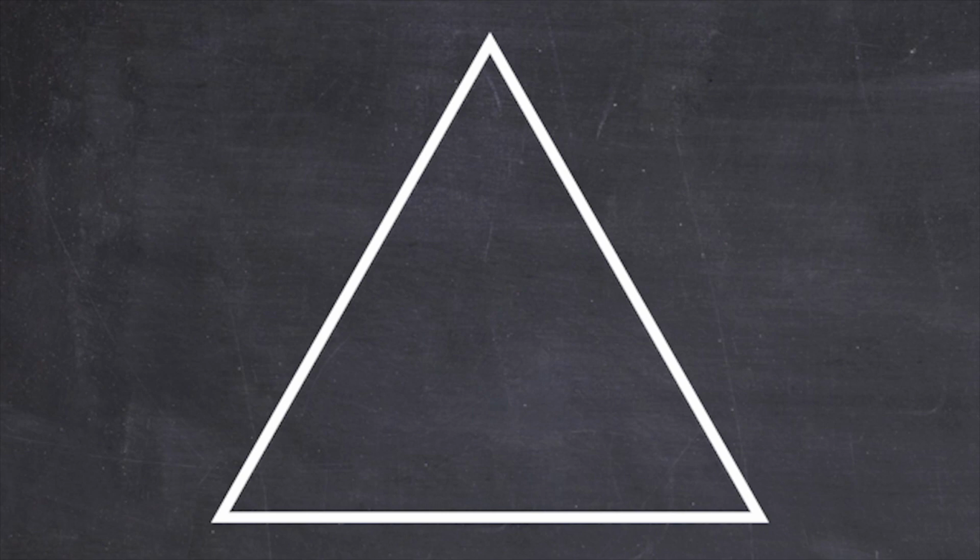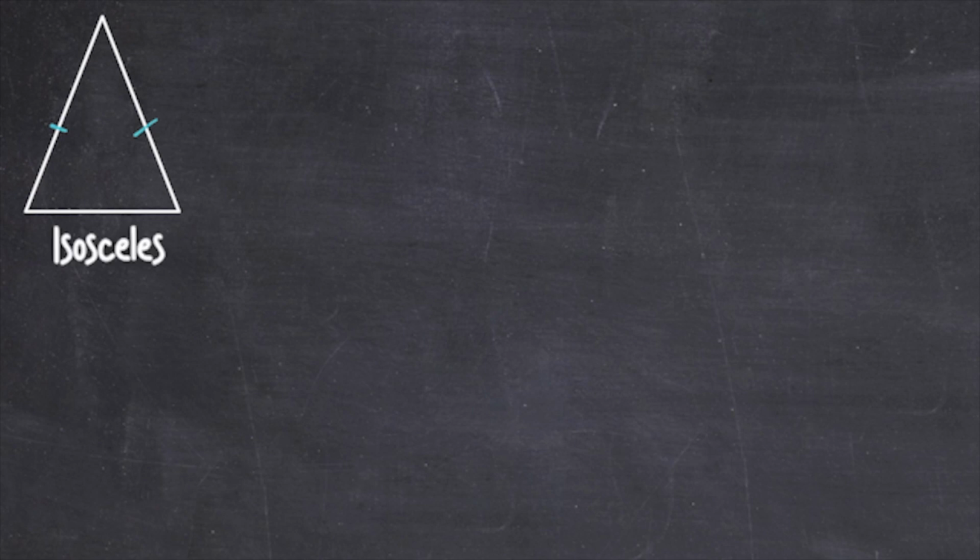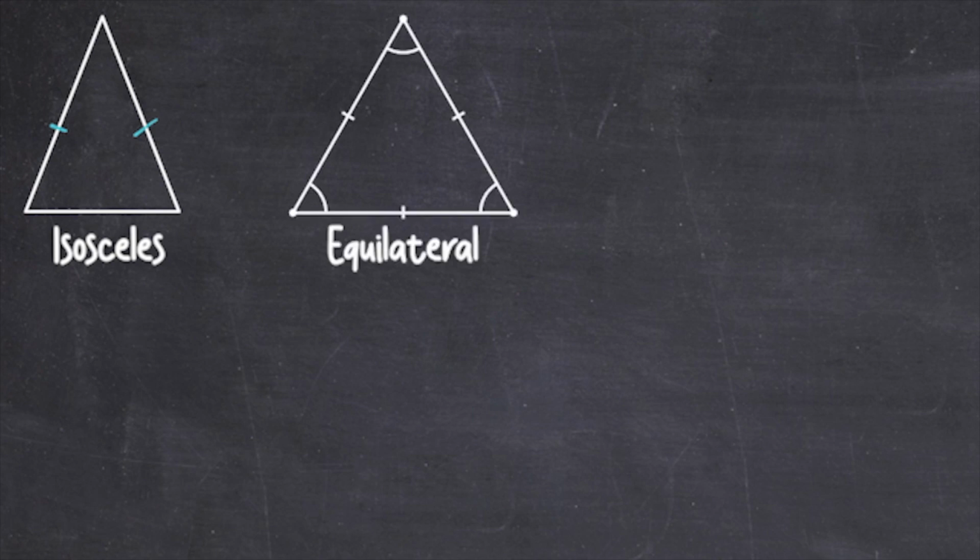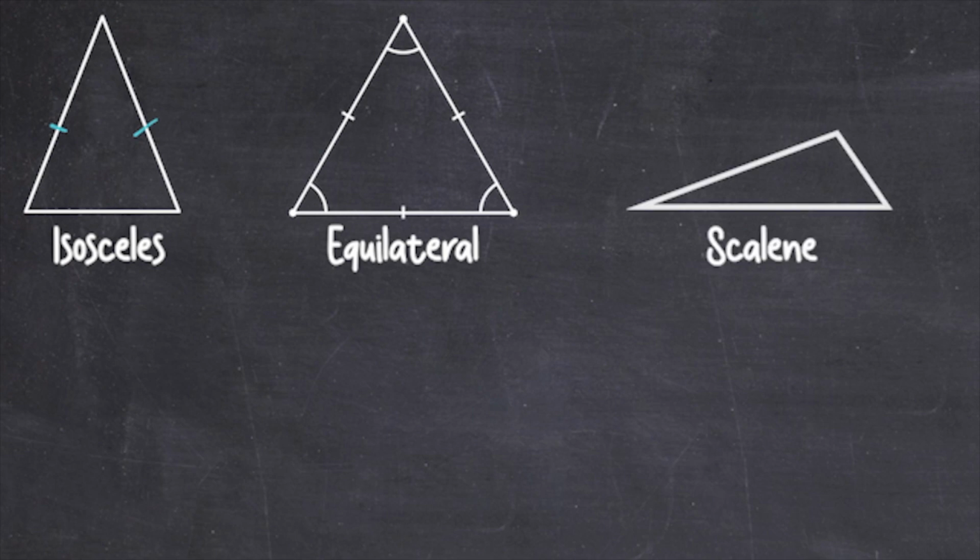Let's talk about a few ways we can categorize triangles. If a triangle has at least 2 sides that have equal lengths, then the triangle is called an isosceles triangle. A triangle is an equilateral triangle if all 3 sides have equal lengths. A triangle is a scalene triangle if all 3 sides have different lengths.